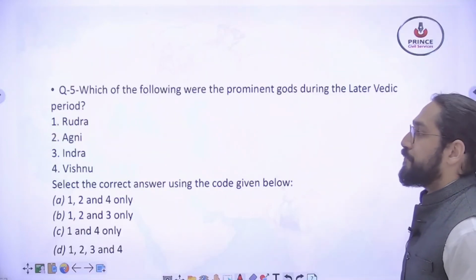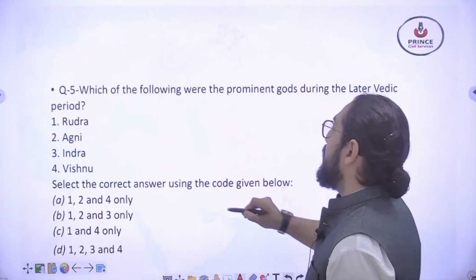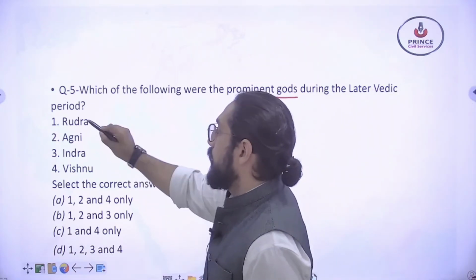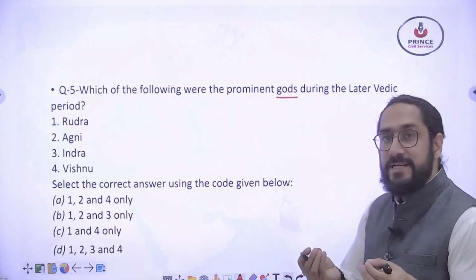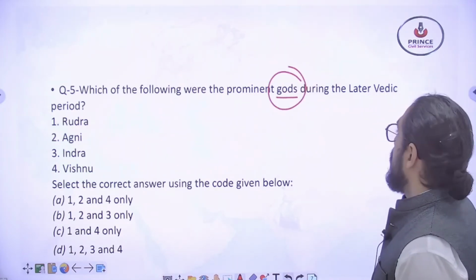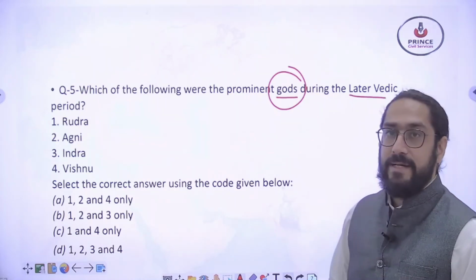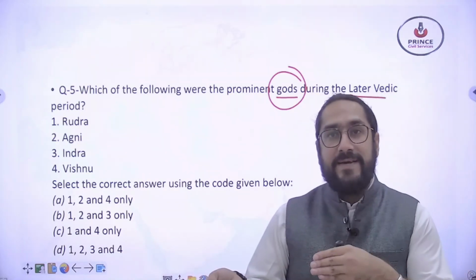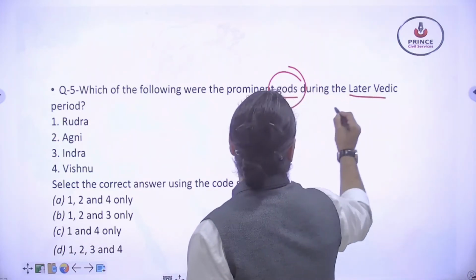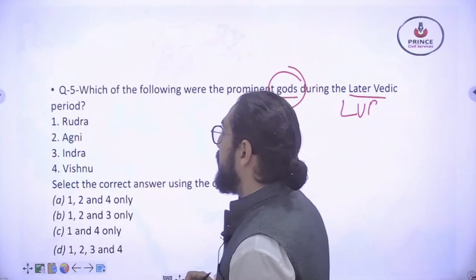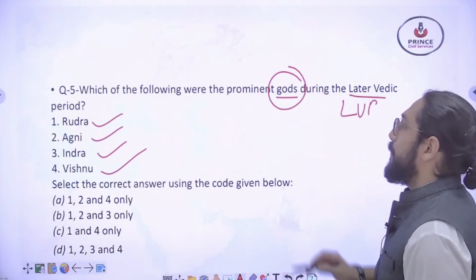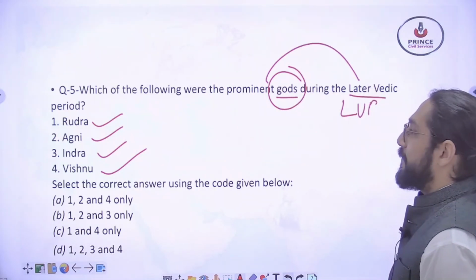And the last question of this part 2: which of the following were the prominent gods during the later Vedic period? We have seen some features of the religion. Now the question is asking about the gods of the later Vedic period. Please remember, in the early Vedic period and the later Vedic period, the gods were different. So this is a question about the LVP, that is, the later Vedic period. Rudra, Agni, Indra, Vishnu. The question is asking for the prominent gods in the later Vedic period.